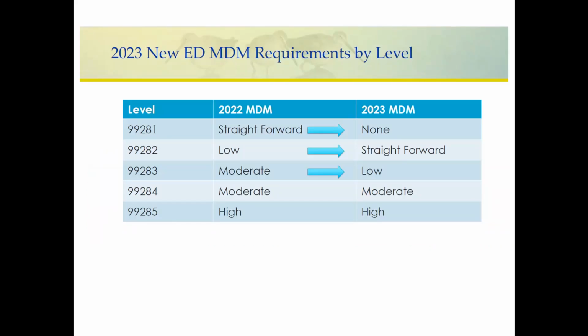So the new requirements look at medical decision making as straightforward, low complexity, moderate complexity, and high complexity. There is essentially no longer a level 1. It's basically encounters that don't require a licensed medical provider.